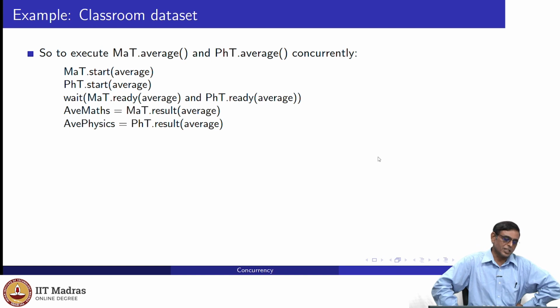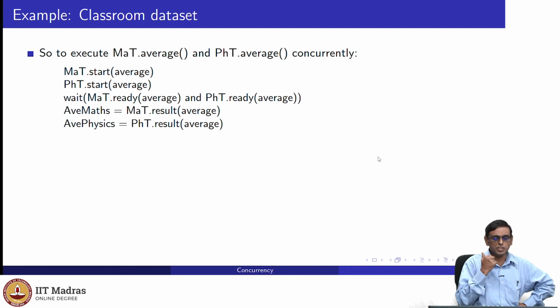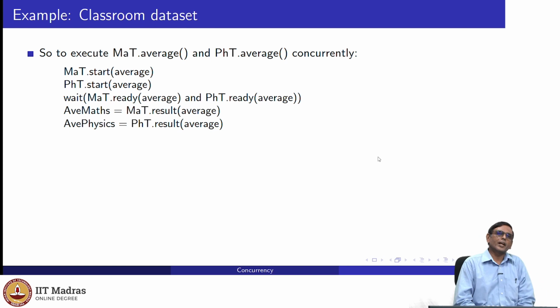Now I need to read the result. How do you read the result? I call MAT dot result average. That gives me the maths average and I store it in average maths, and I call physics teacher dot result average. I get the result for physics and store it in average physics. So as you can see, I have unbundled the calls. Because I unbundled the calls, I can do the starts and then proceed without waiting. I can start physics, I can start maths and I can proceed, and then I can wait whenever I want.